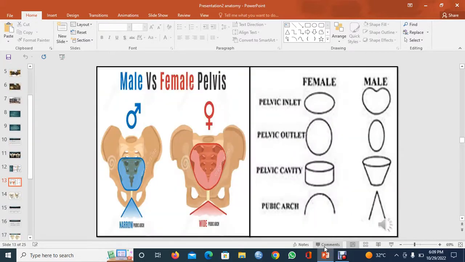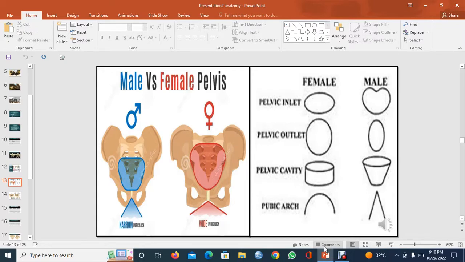Then here you can see male pelvis versus female pelvis. In the picture one, you can see in blue it is narrow and the pelvic cavity is small, whereas on the right side it is large with a larger pelvic cavity and the wider pubic arch, which is shown in the pink or red color.